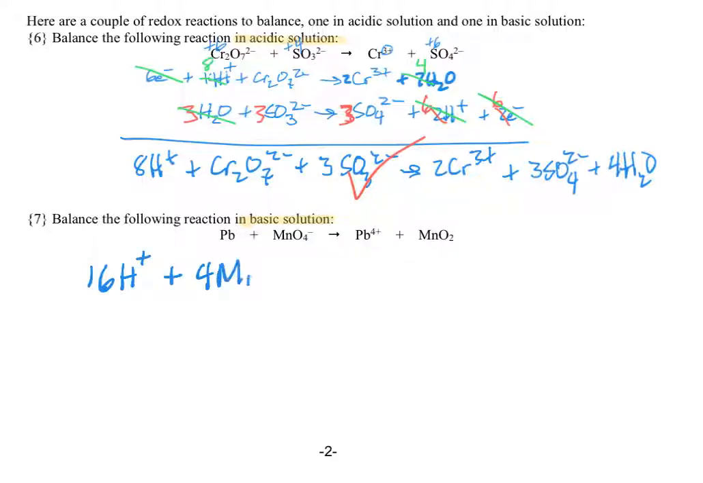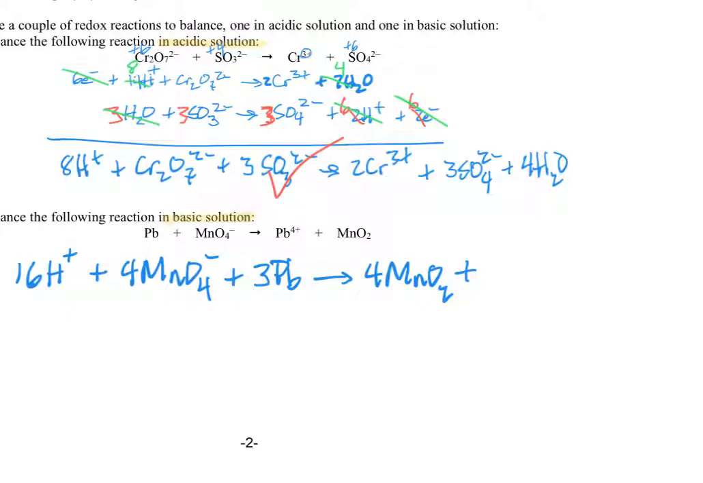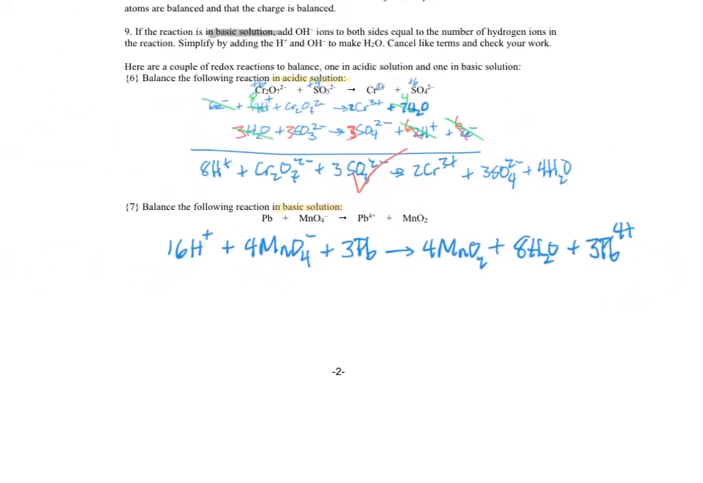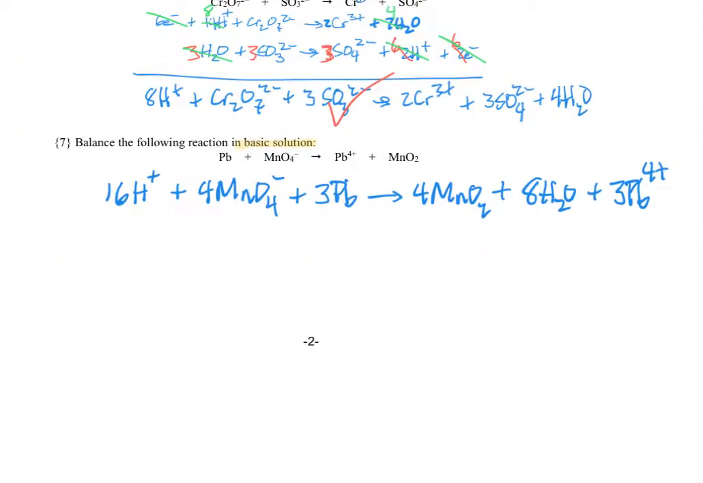4MnO4 minus plus 3 elemental leads to form 4MnO2 plus 8H2O plus 3 lead 4 plus, and that would be it. All right, so let's center that. And so this would be my answer if it were done under acidic conditions.